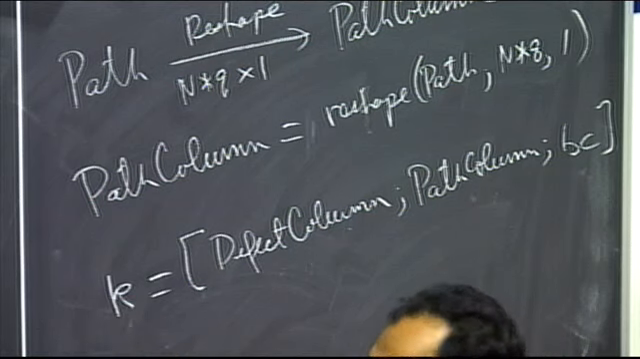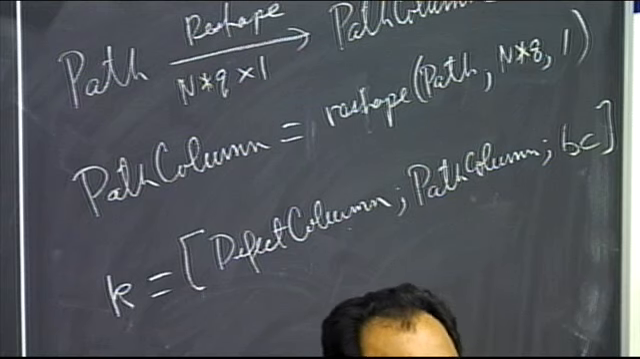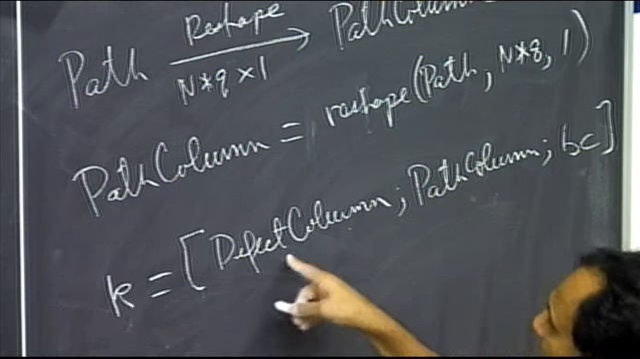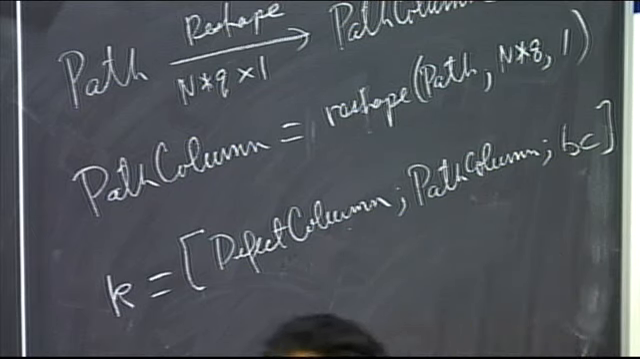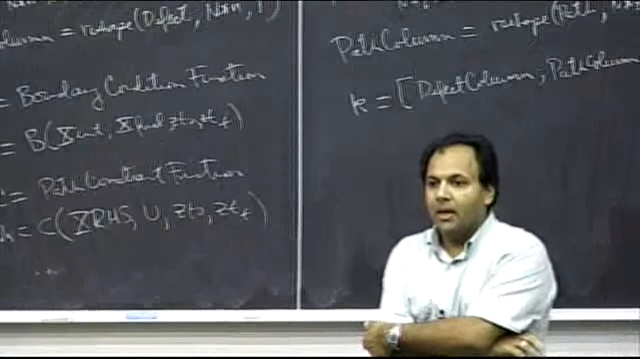Remember I called K the combination of F and G, right? These are equality constraints. These are inequality constraints. They could be inequality constraints, right? Because the path constraint doesn't have to be an equality constraint. It can be an inequality constraint, right?